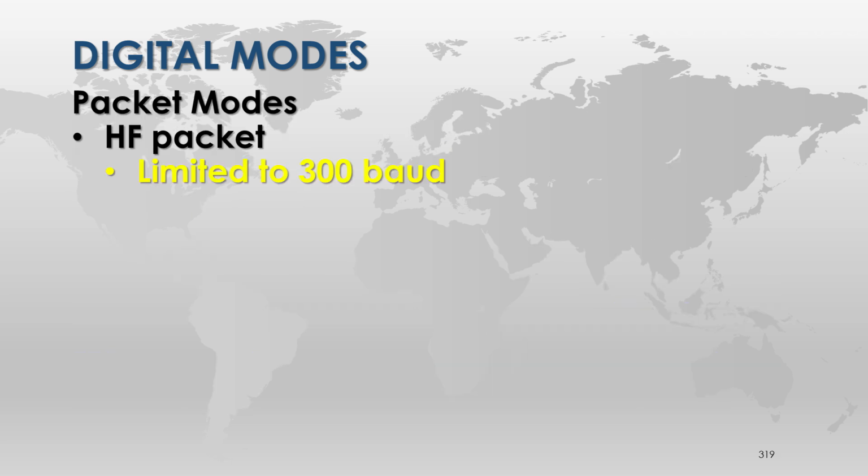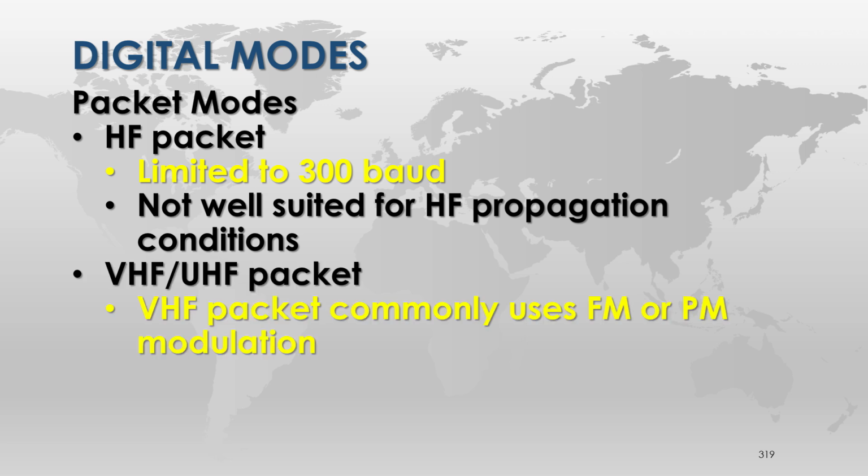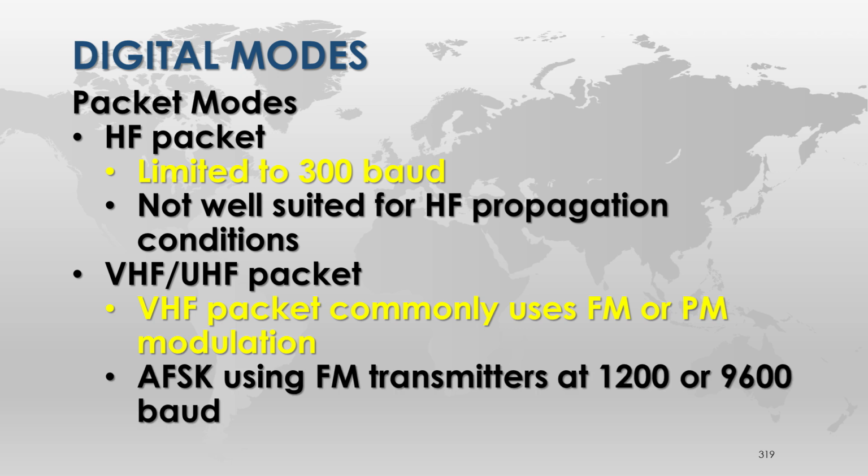HF packet is limited to 300 baud, and it says it's a question. I wonder if we need to tell them to pull that question. Pull that. Not well suited for HF propagation conditions. VHF UHF packet is commonly used as FM or PM modulation. Why would that be? Because our radios are FMs and PMs, right? I wonder why it would be commonly done with those.